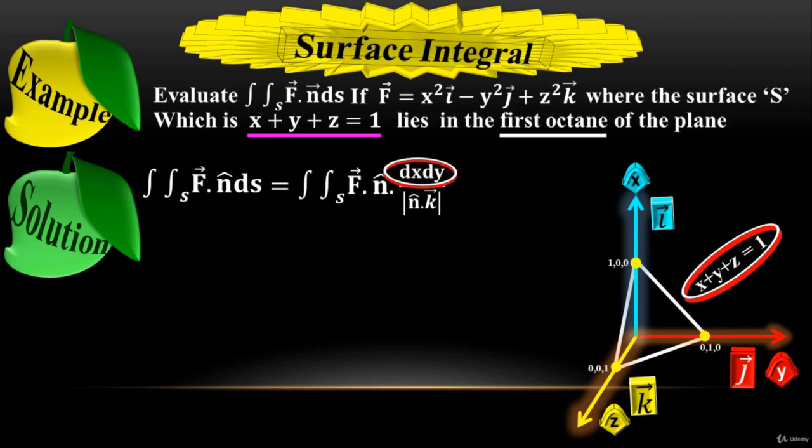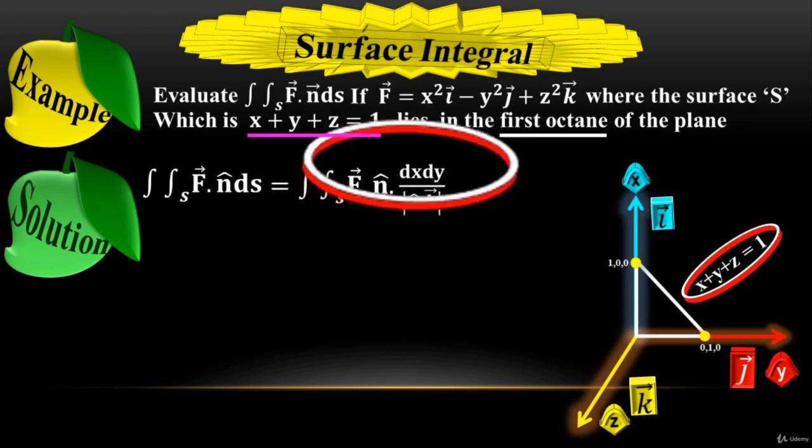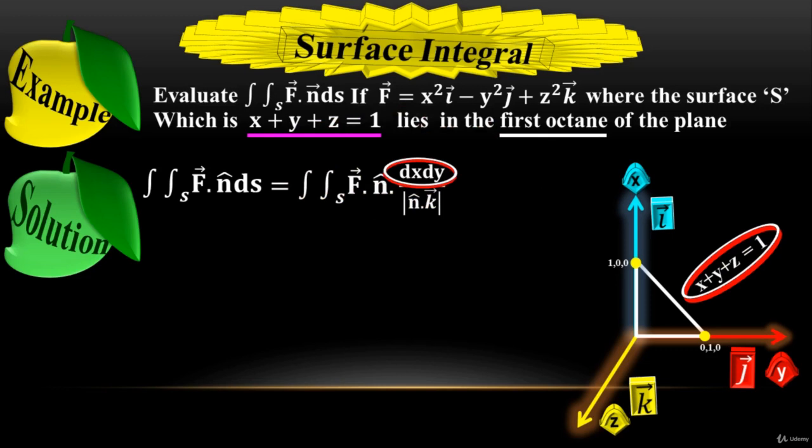The question says that the surface lies in the first octant, and the surface is here, which is x plus y plus z equals 1. So it means that we're going to deal only with the xy plane. Whatever part of the surface came in the xy plane, we're going to deal with that part. We have nothing to do with z, so I'm going to delete the area along the z-axis. This is the required area of the surface in the xy plane in the first quadrant. Therefore I have dx times dy.